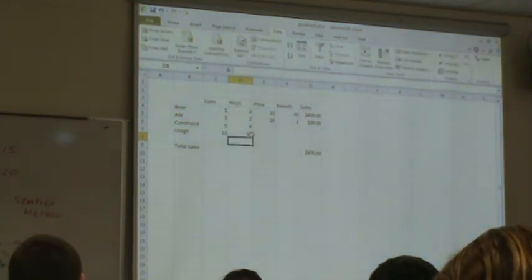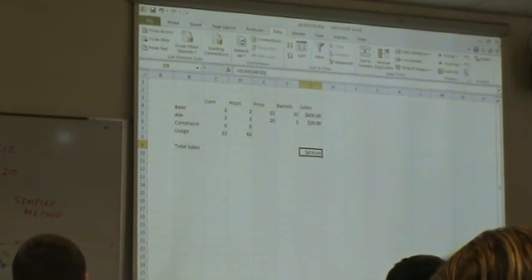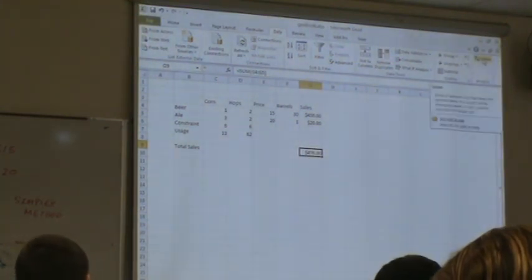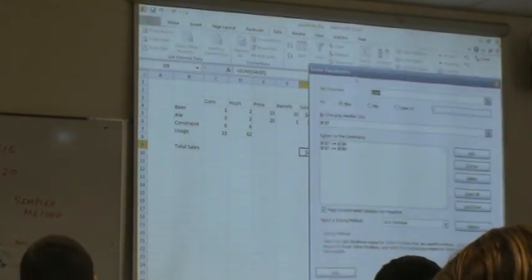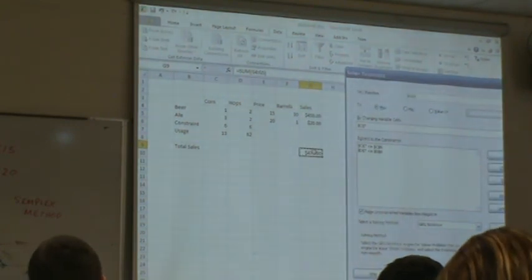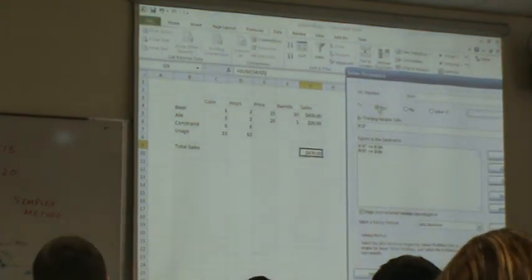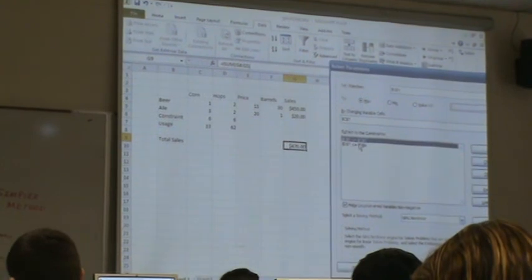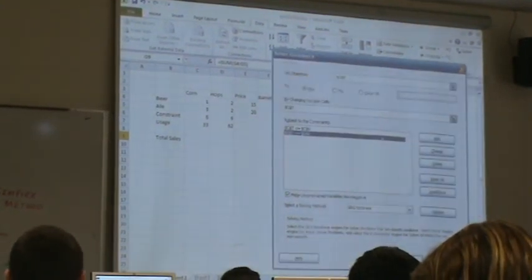Okay. So now we want to go to, and I'll just go through the steps again for solver. For solver, I'm going to say, I want to have this box maximized, subject to this constraint and this constraint. And then I'll hit solve.